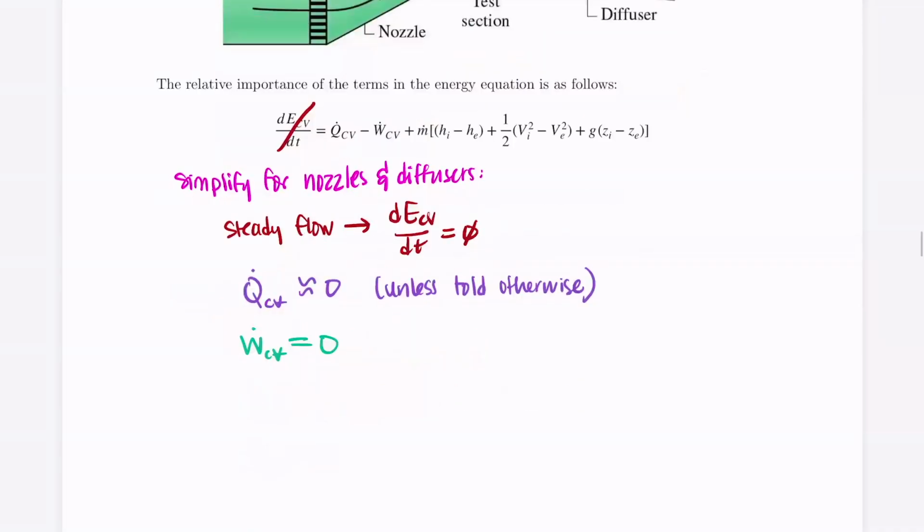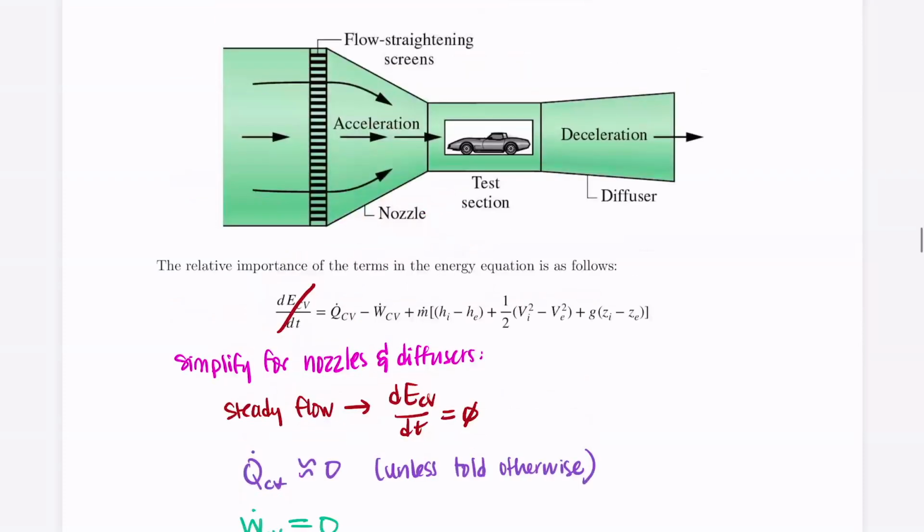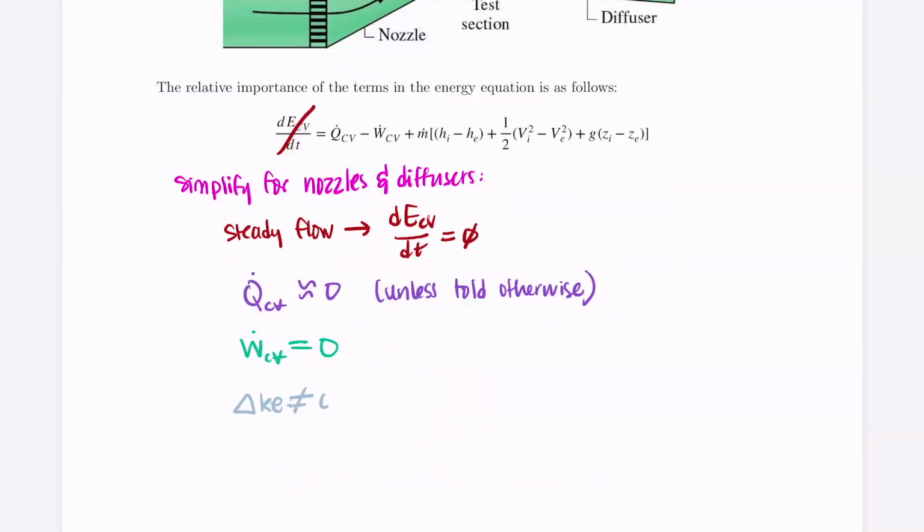What about the change in kinetic energy? What do we think? Can we neglect that? No? I thought I saw someone shake their head no. You would be right if you said no. So the whole point of this is to change the velocity, right? If we're using a nozzle, we want the velocity to be much higher at the outlet. So this in general is not 0 because that's kind of the point of this device, right?